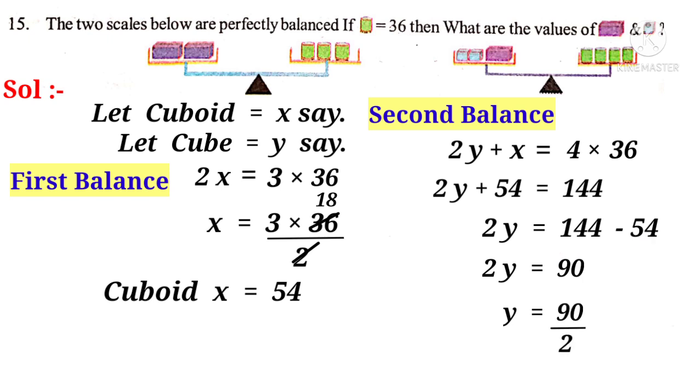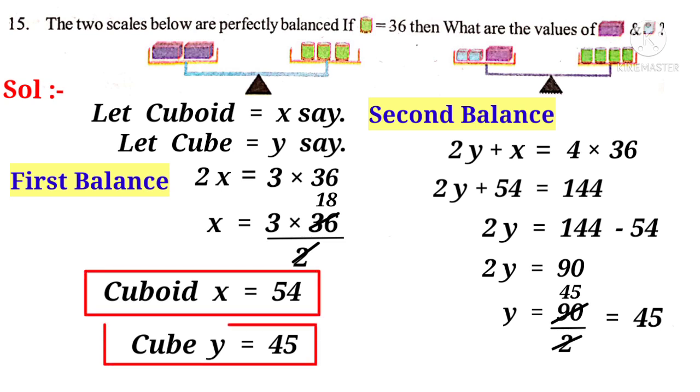Now y is equal to 90 by 2. On simplification by 2, 45 times. So that is equal to 45. So cube y is equal to 45. So we found cuboid x is equal to 54 and cube y is equal to 45.